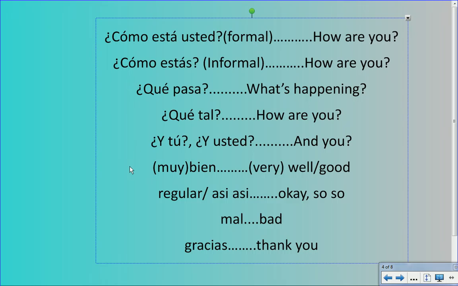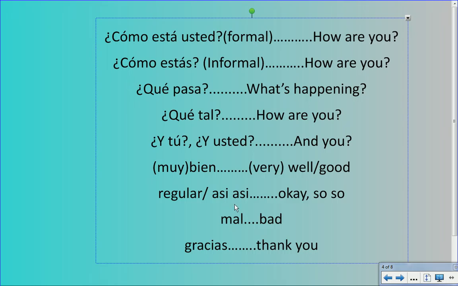So ways that you can respond to the question, ¿Cómo estás? ¿Cómo está usted? ¿Qué tal? You could say muy bien, very good, or you could leave muy off and just say bien. Then you have the phrase regular. We don't really use regular. It sounds weird. That's not really commonly used. It's what the textbook uses, but instead we'll learn así así.